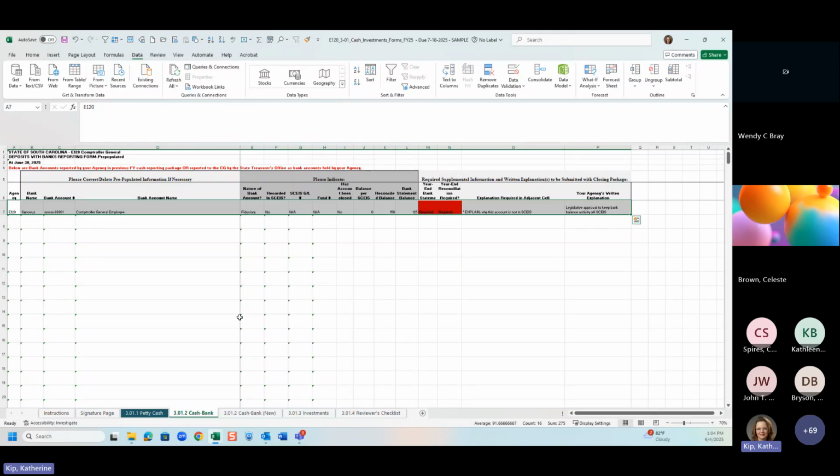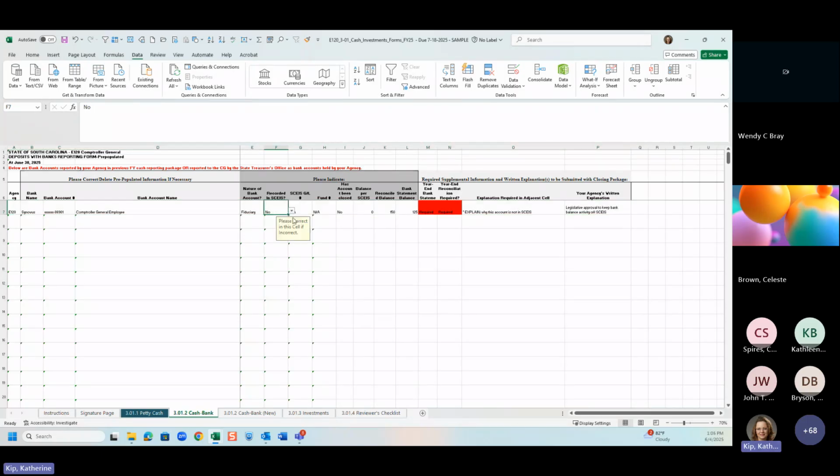Now, in my presentation that I gave at the spring conference, I mentioned that there could be bank accounts out there that the Treasurer's Office does not know of. If you have a bank account that the Treasurer's Office is not aware of, you are in violation of state law. If you have a bank account and it's not listed on this sheet, you need to immediately reach out to the Treasurer's Office and let them know, because the Treasurer's Office needs to be aware of all bank accounts that have been opened under the purview of the state of South Carolina. So right now, this account for the Comptroller General's office is the bank account that's on file.